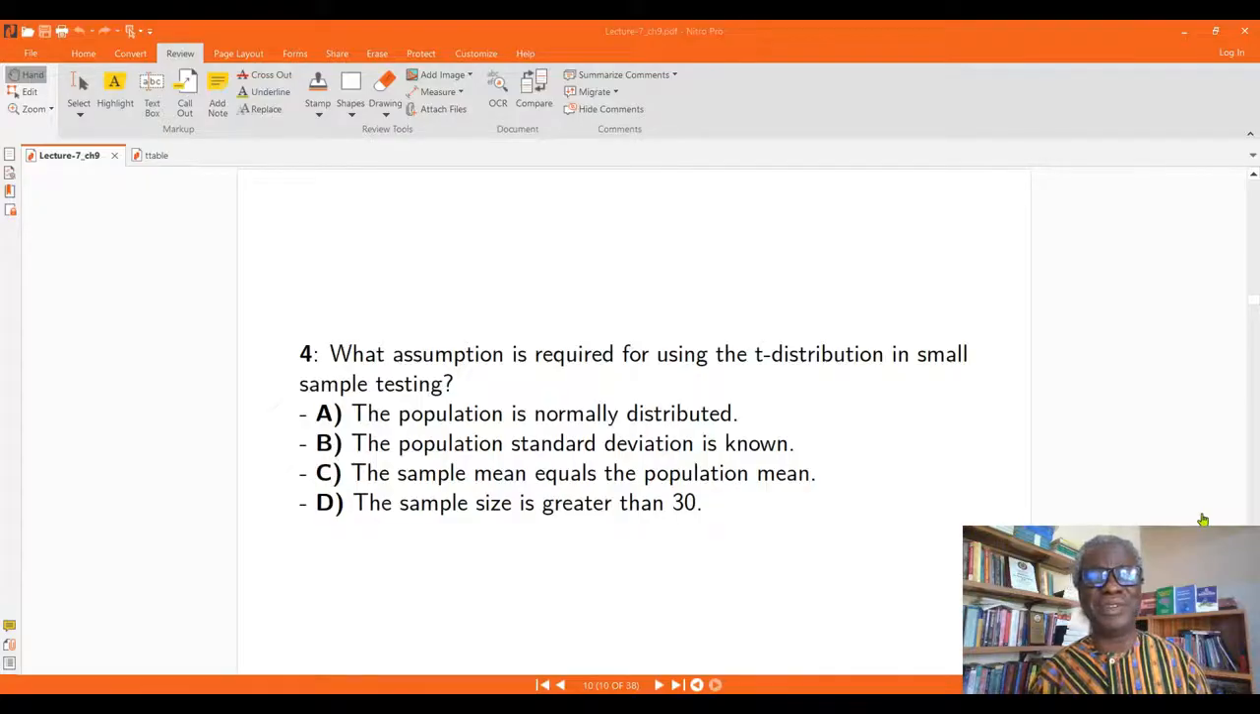Emmanuel is going for B. Dada is going for B. But you have to look at that option very clearly. I think you are confusing it. Look at it very clearly. What assumption is required for using the t-distribution in small sample testing?